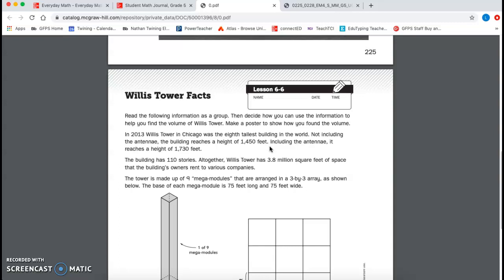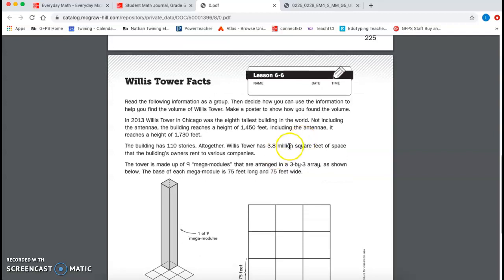Now, it's trying to throw numbers at you that you don't actually need. We won't be needing this number, 1,730, okay? The building has 110 stories. Again, that's another number they're just trying to throw at you that you don't actually need. Altogether, Willis Tower has 3.8 million square feet of space that the building's owners rent to various companies. Again, another number that they're just trying to throw at you, okay, because it's square feet. We're trying to look at the volume, okay?